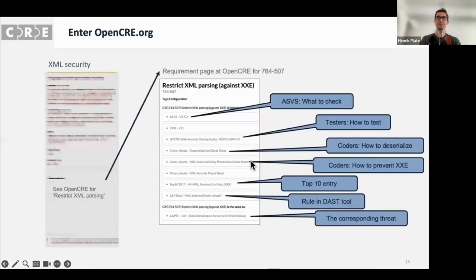Yes. So what we've done with OpenCRE is this. You link to the corresponding topic of your standard. This is about XML security. And therefore, you refer to OpenCRE for restricting XML parsing. Then you go to a page that simply contains all the references that are being kept up to date, because we have a mechanism to parse the original standards and make sure that there's a link. For testers, how to test. For coders, how to deserialize or how to prevent XXE, the corresponding entry in the OWASP Top 10, a rule in a DAST tool, an explanation of the corresponding threat. So you get all the information in one page.